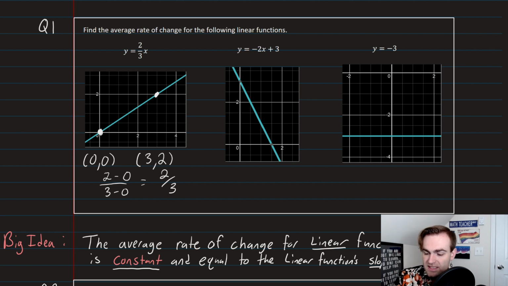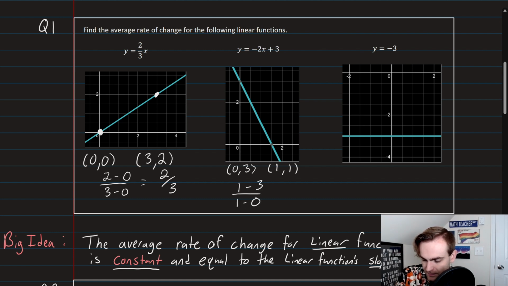We can do something similar with the next function. I always like picking 0 as the x because it makes life easy. If I plug in a 0, I will get positive 3 as an output. For the next point, we can pick just 1 because there's no fraction here. 1 times negative 2 is negative 2, plus 3 would be 1. If we find the rate of change between those points, we get negative 2 over 1, or just negative 2, which is the slope of the line defined analytically, which is really, really nice.